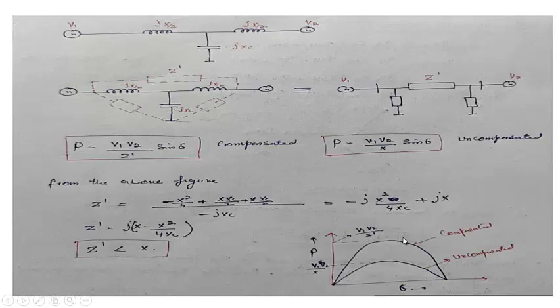It will be exactly above this graph. The variation will be the same, that is the initial value and the final value will be at the same point, but other points will always be greater than for this system. So this is how this compensated system will change the maximum power transfer. Now the maximum power transfer will be given by this equation, V1 V2 divided by Z dash, which is equal to V1 V2 divided by x minus x square by 4xc.